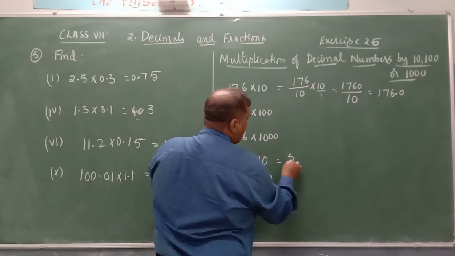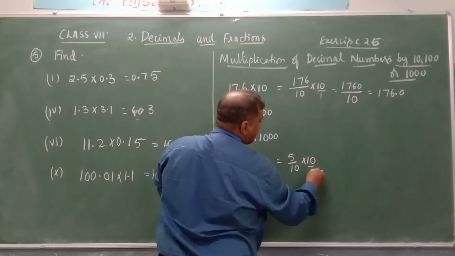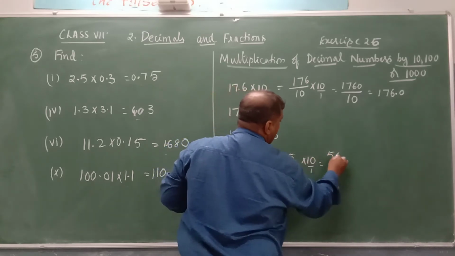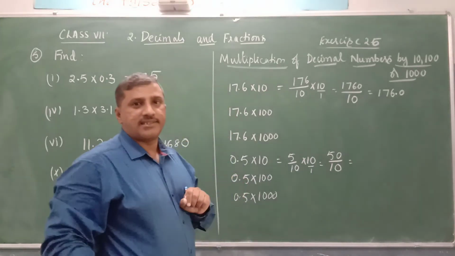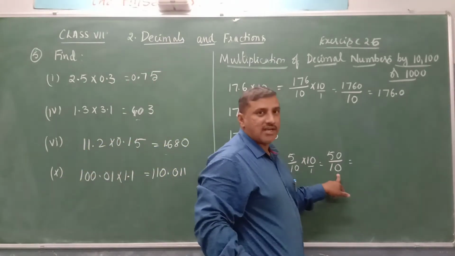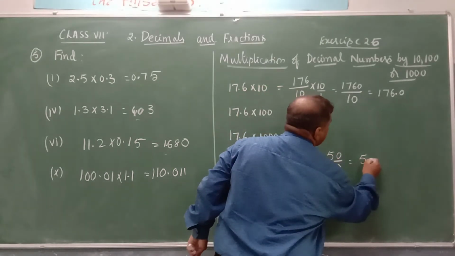Now see this, 0.5 is multiplied with 10. 0.5 means 5 by 10 multiplied with 10, that is 10 by 1. 5 into 10, 50, divided by 10 into 1, 10. So 50 by 10, denominator 10 has 1 zero. So the decimal point will come after 1 digit, that is 5.0.